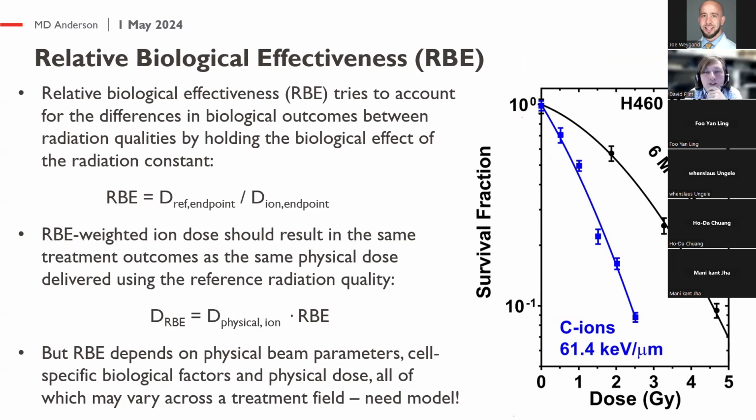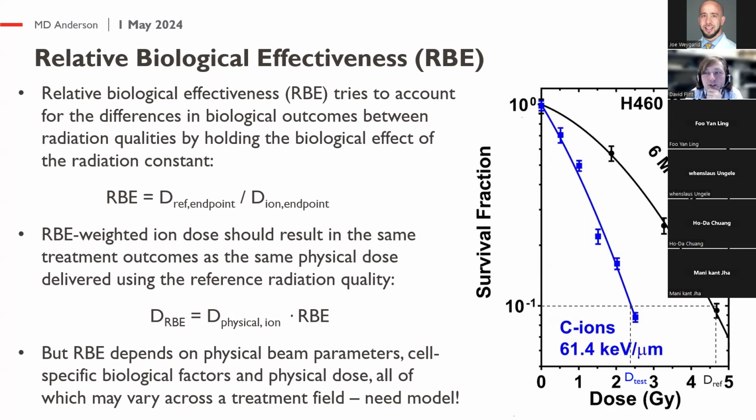So RBE tries to account for this differential effect by holding that effect constant and then taking the ratio of the doses required to achieve that effect. Usually this is relative to an X-ray or gamma ray source, like cobalt-60, or some high energy X-ray source like 6 MV X-rays.